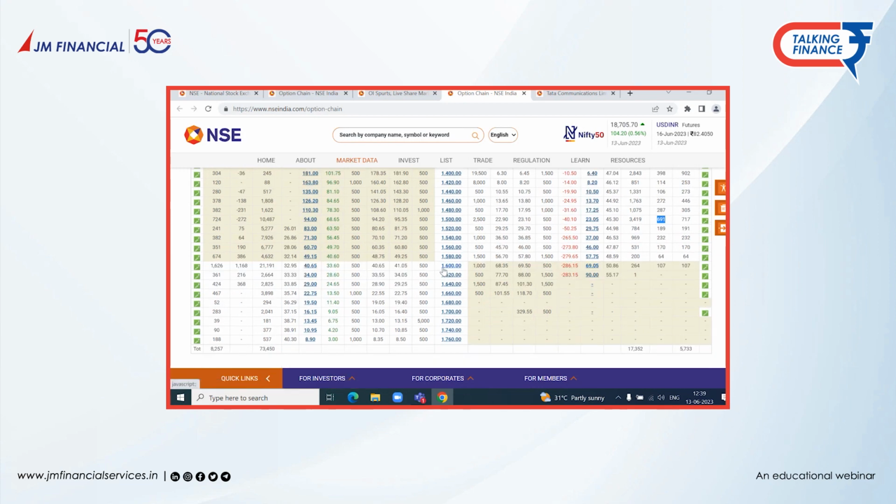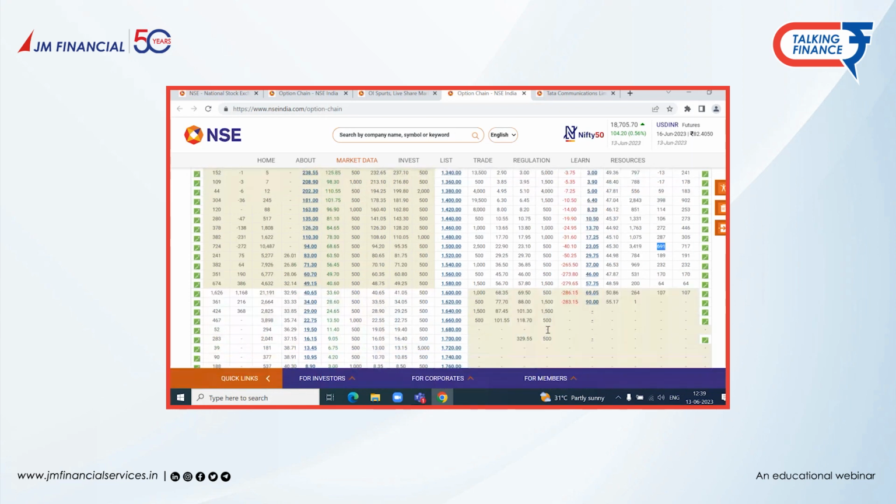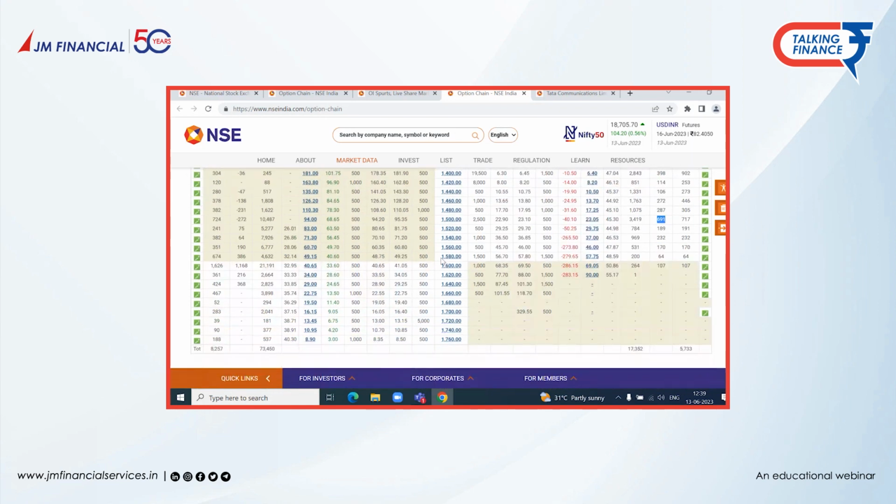However, what you have to notice is, since the stock is already trading at 1585, you must look at the ATM or the next levels. In the 1580 put option, 64 thousand contracts have been added today.